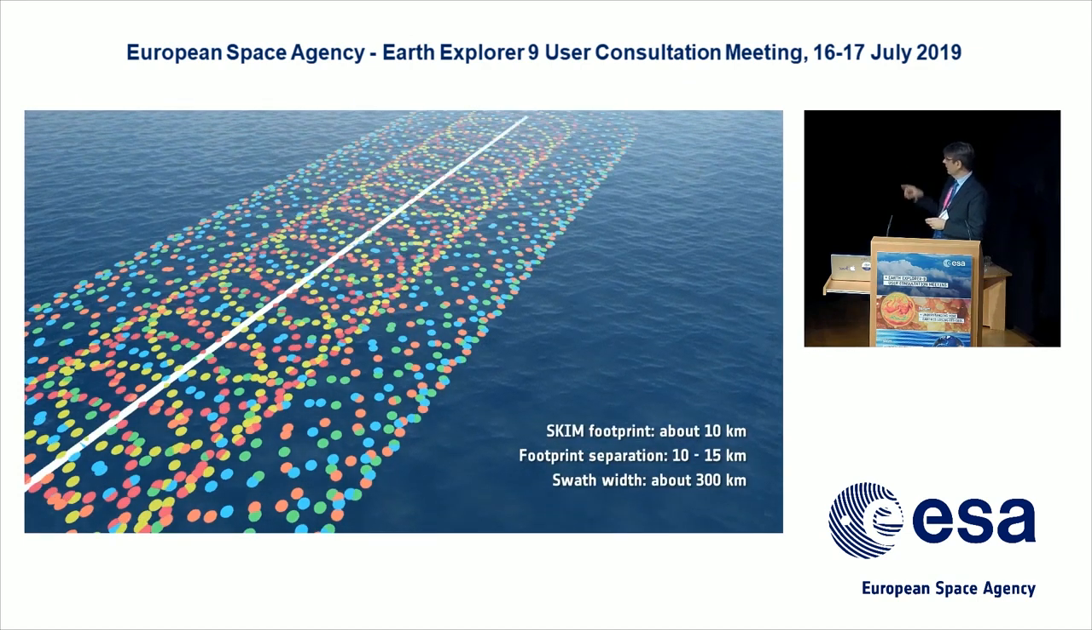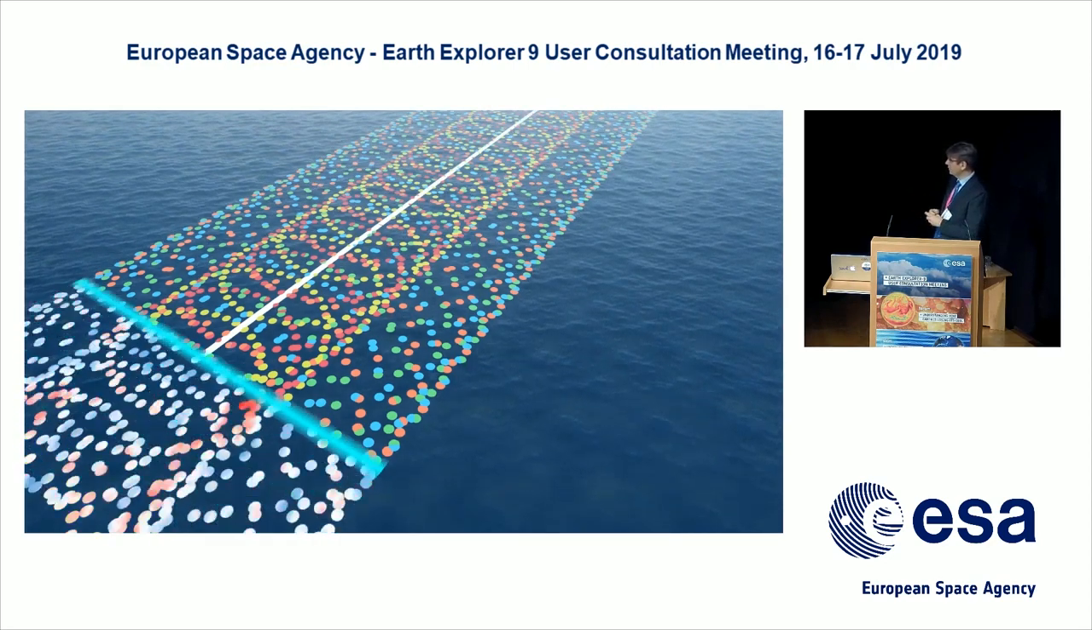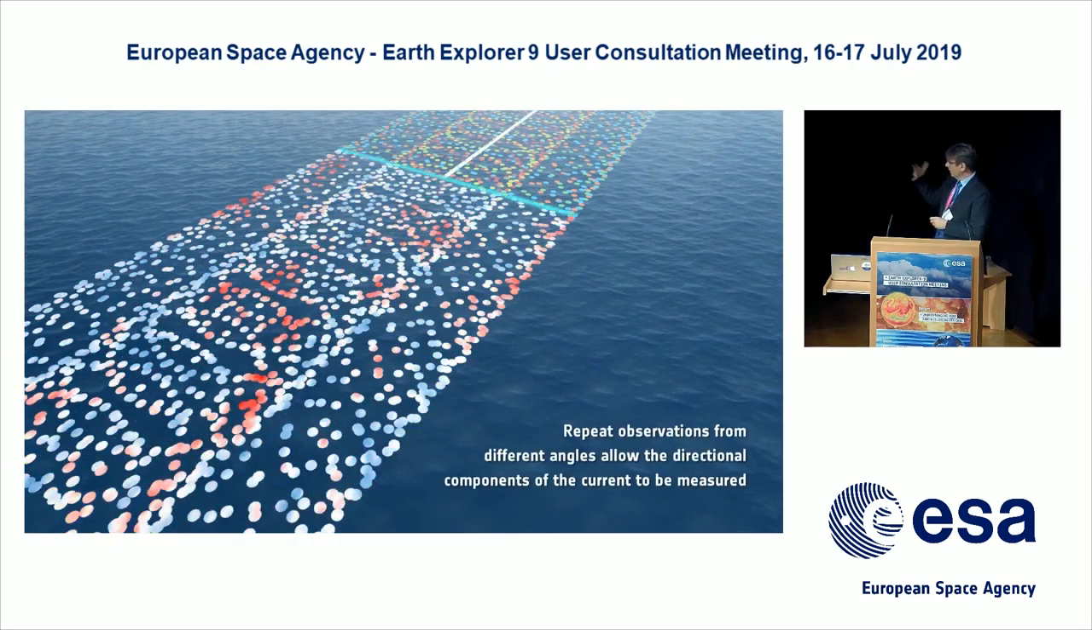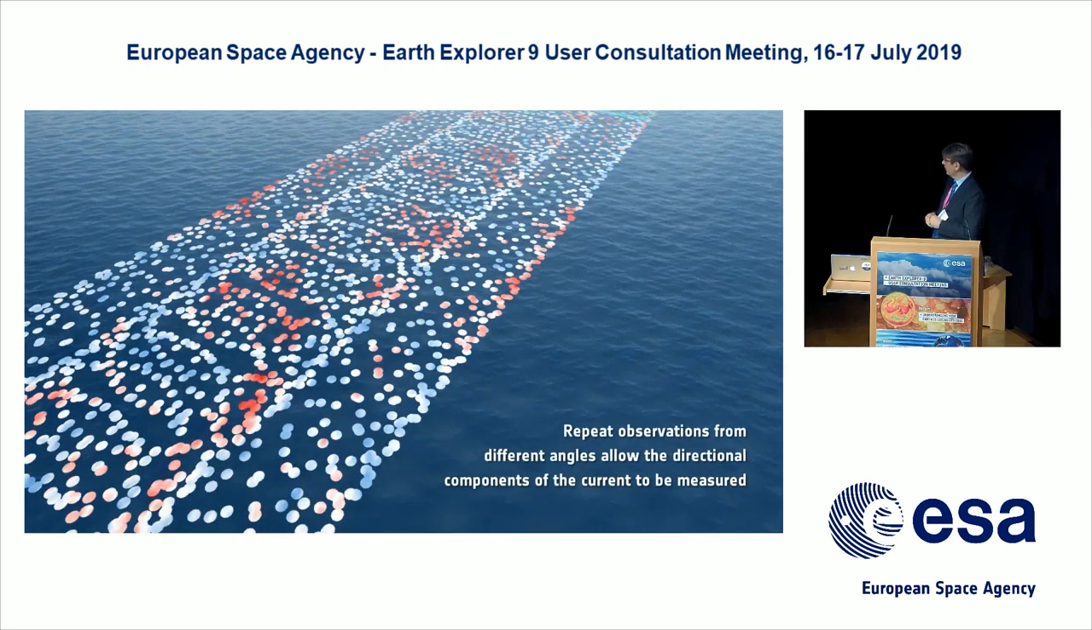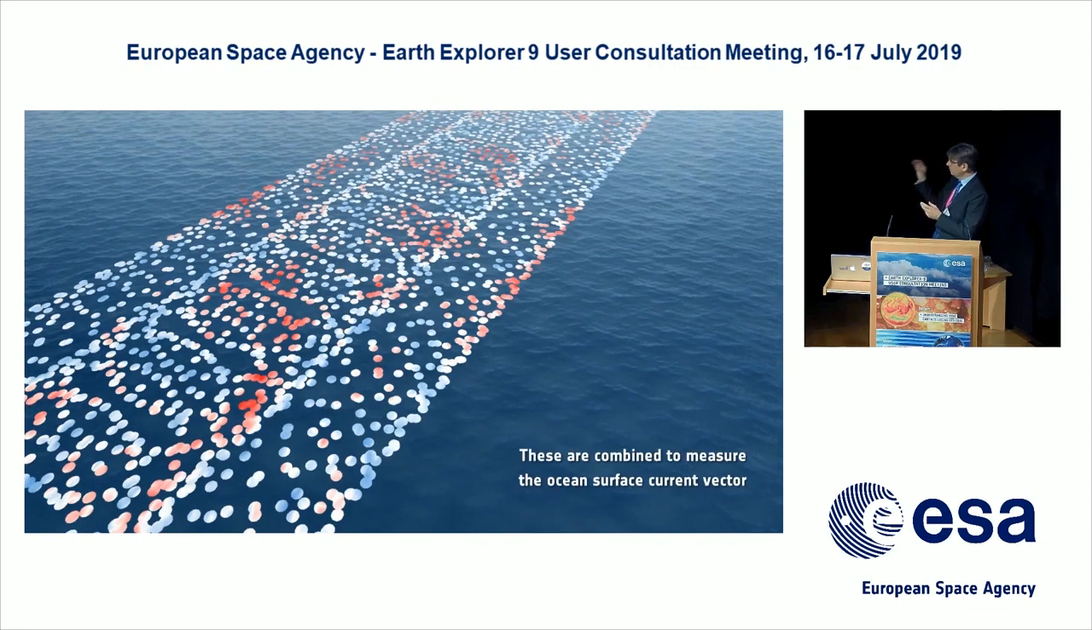Now, looking at the map of the Doppler shift on each of these footprints, you can realize that one piece of the ocean will be seen at different azimuth angles, and that allows you to combine these different look angles to get a vector, not just one component of the current.